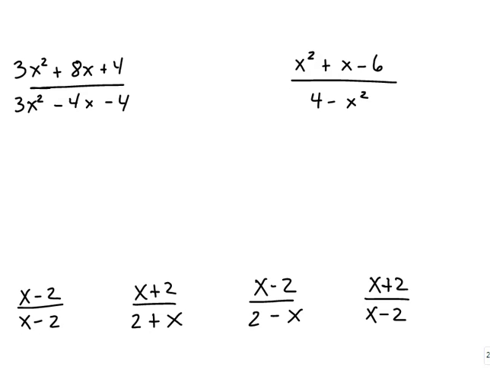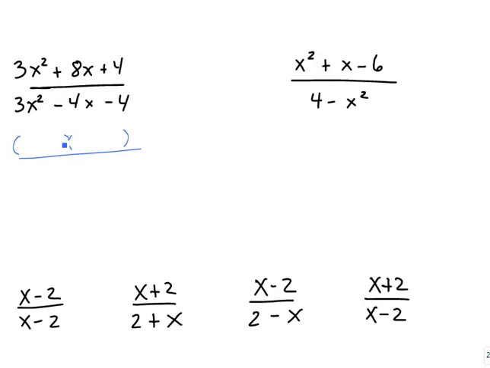Okay, in our next example, we want to factor first. So don't be tempted to cross off these 3x squareds. You're not allowed to do that because they are part of a sum or a difference. So we have to factor. To factor the numerator, we have 3 terms. So we need to use reverse FOIL.